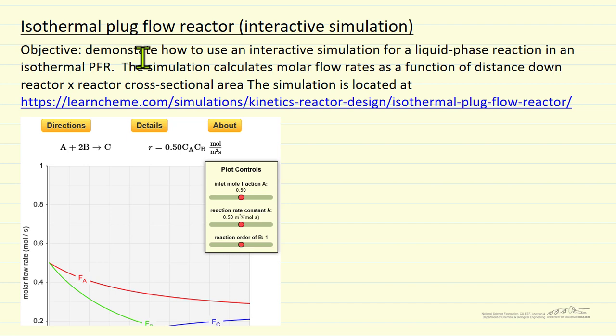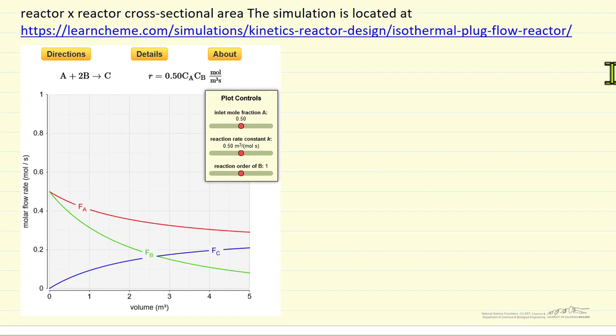I'm going to show how to use an interactive simulation for a liquid phase reaction that takes place in a plug flow reactor. And what we're going to calculate, and what's shown in this figure, is the molar flow rate of the reactant A and the reactant B and the product C as a function of cumulative volume. So you can think of this as distance down the reactor multiplied by the cross-sectional area of the reactor.